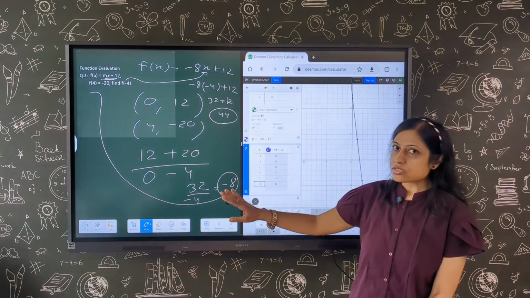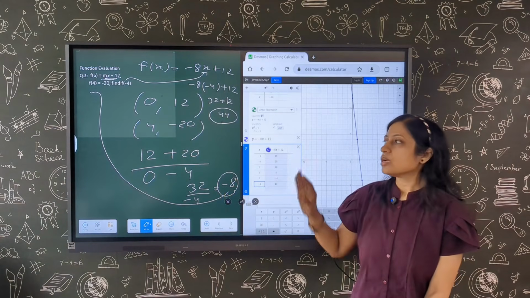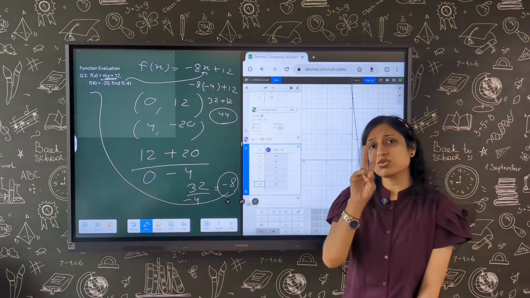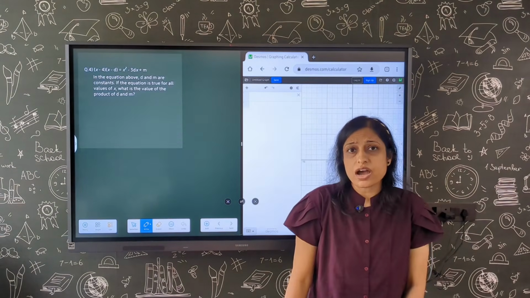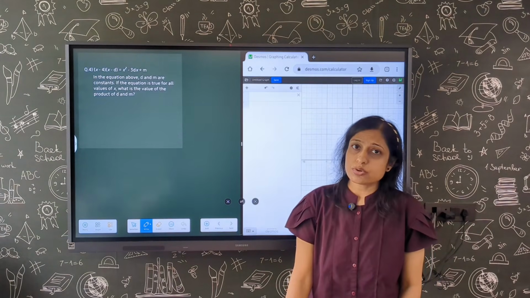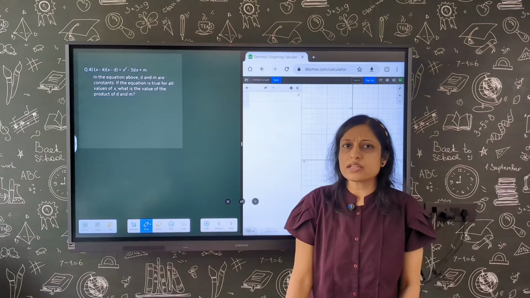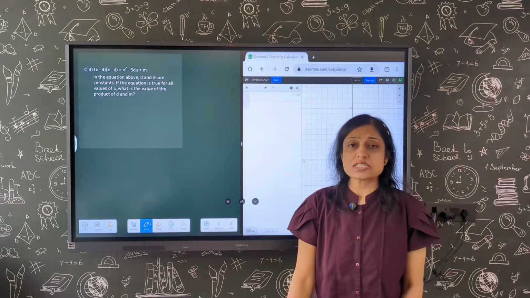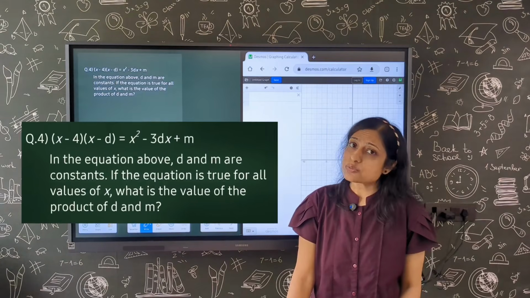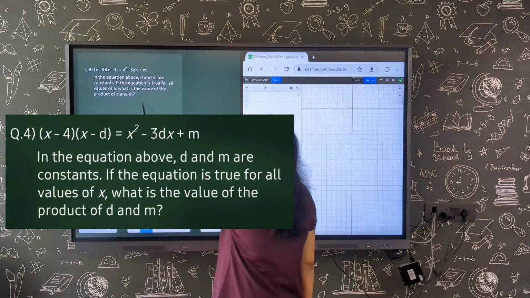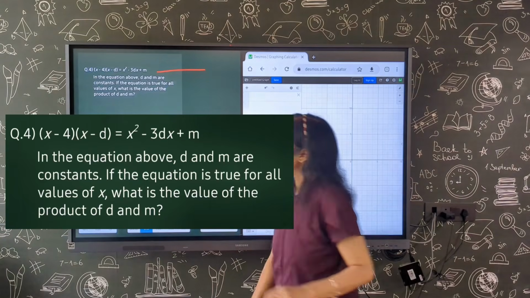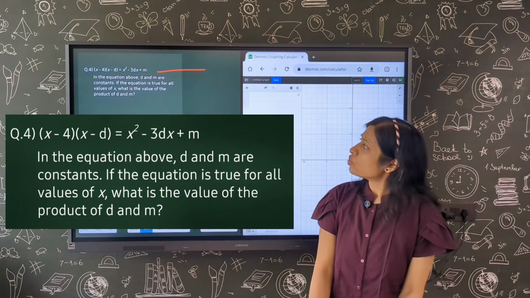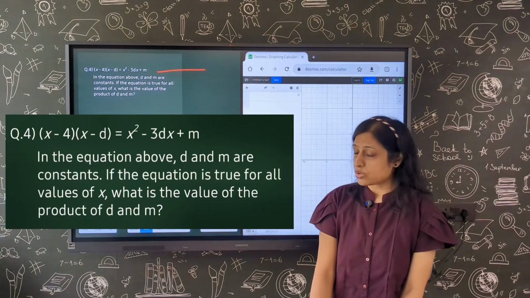But depending on the situation, if you can use logic, try to use this feature because it is safe for linear regression with two coordinates. So after finding out the regression approach, let's see, can we break the limitation of Desmos? So we have the next question, which is comparison based. x minus 4 times x minus d is equal to x square minus 3dx plus m. So many missing variables in the same equation.